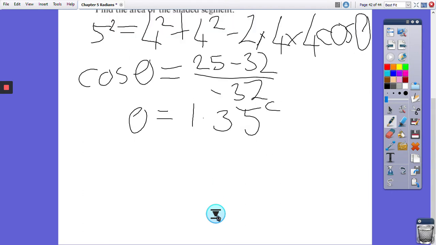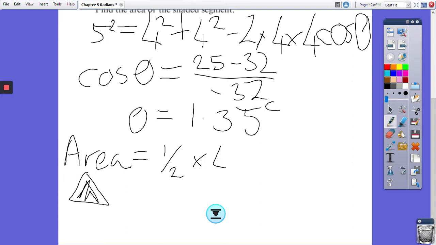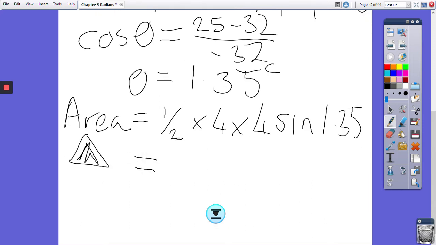And if we do the area of the triangle, then you've got a half times 4 times 4 times sine of 1.35, and if you work that out, then you get 7.8057... no rounding involved there. So there's the area of a triangle.